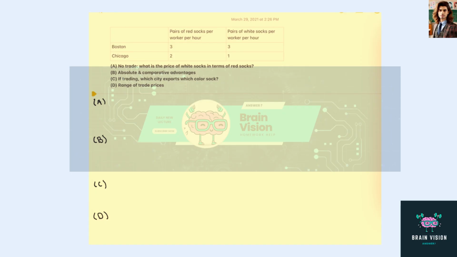So we can see by looking at this table, it looks like Boston has the same production possibilities for each of these two colored socks, which means that in order for them to produce one pair of White Sox, it's going to cost them one pair of Red Sox. Chicago, on the other hand, does not have the same production possibilities for each of these colored socks. But we do see that they can produce that one pair of White Sox in an hour and two pairs of Red Sox in an hour, which gives us their cost of that one pair of White Sox.